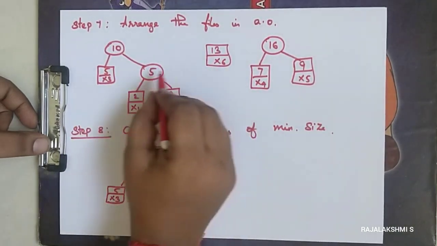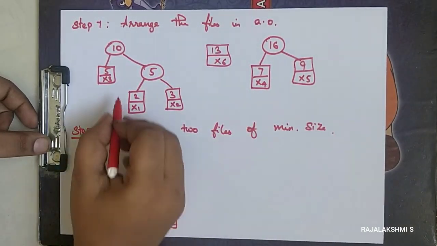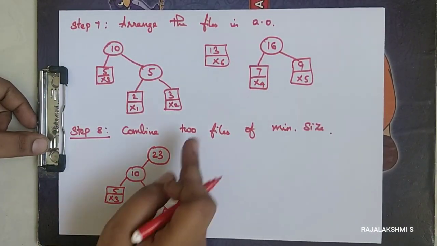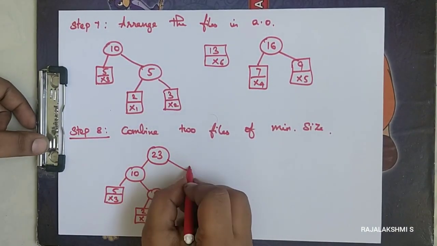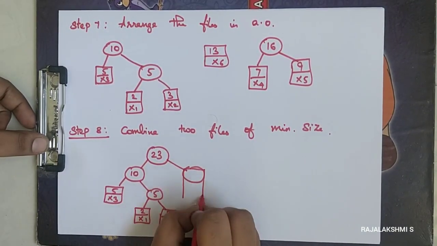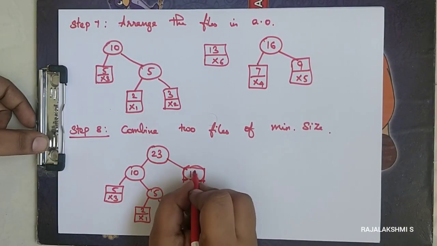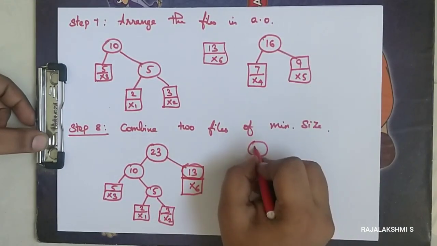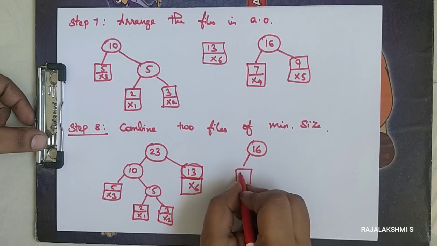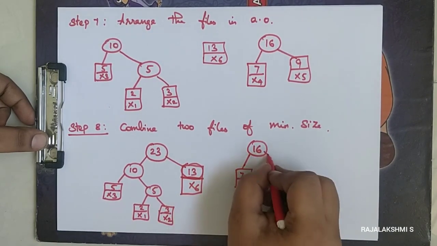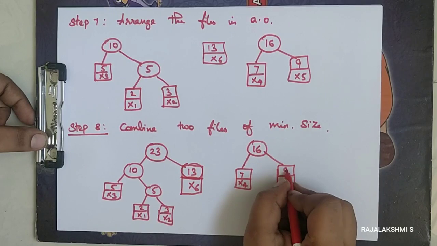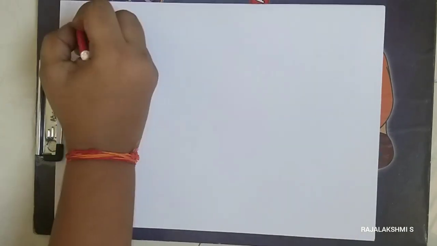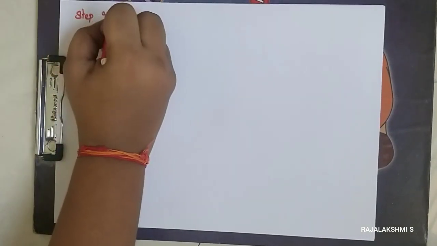When I am combining the nodes, after combining, always the one on the left is presented as the left child of the newly merged file, and the one on the right is presented as the right child of the newly merged file. So here I have it as 13 x6, right? Now I have one more thing, which is 16. This is 7 x4. Here it is 9 x5. So still we have two trees. We should repeat the procedure till we are left with only one tree.